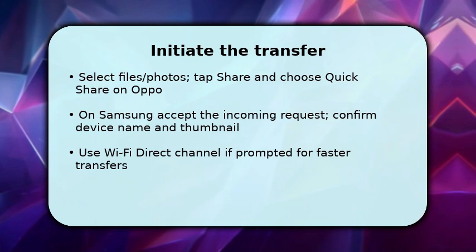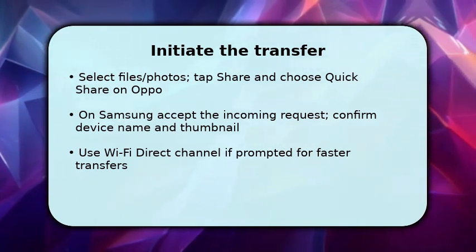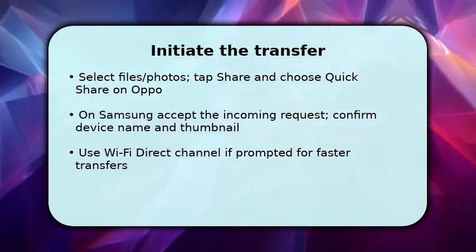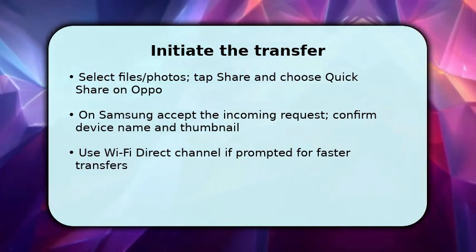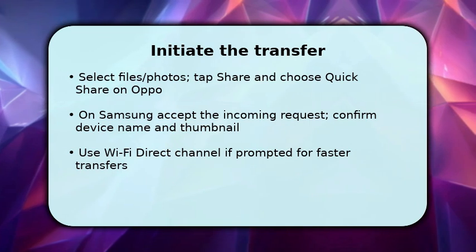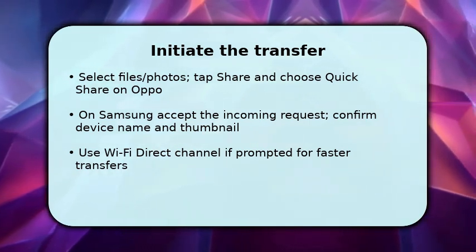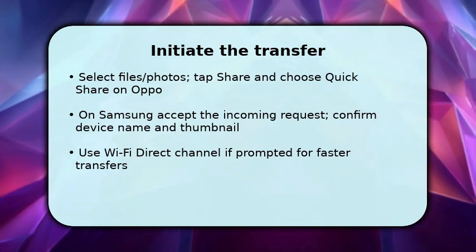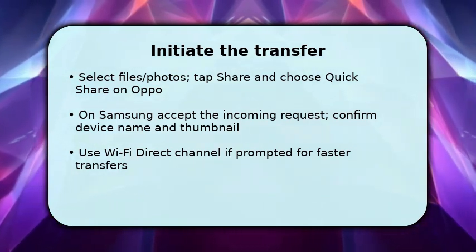On the Samsung, you'll see a prompt showing the Oppo device name and a thumbnail preview. Accept it to begin. If both phones offer Wi-Fi Direct as the transport, choose it for faster throughput. Otherwise, Quick Share falls back to Bluetooth for negotiation and local Wi-Fi for transfer. Monitor the progress indicator and avoid exiting the apps until the transfer completes.